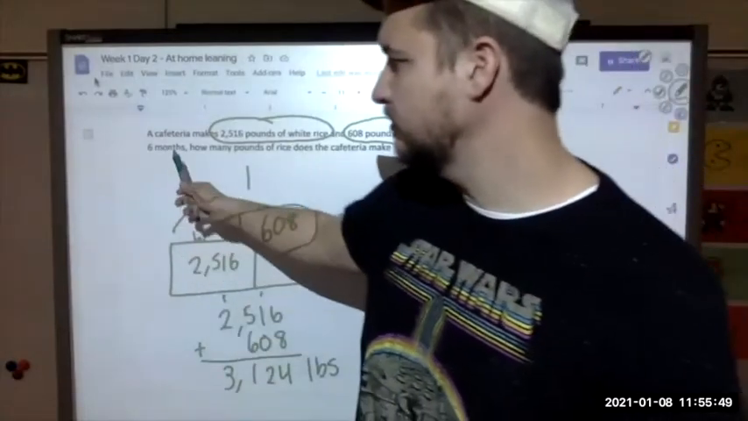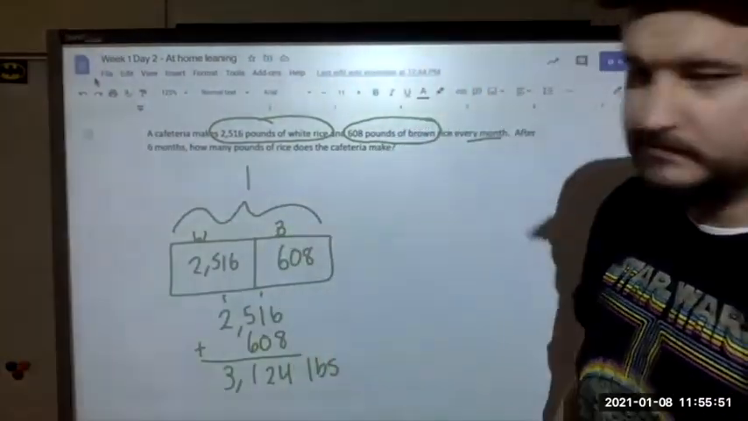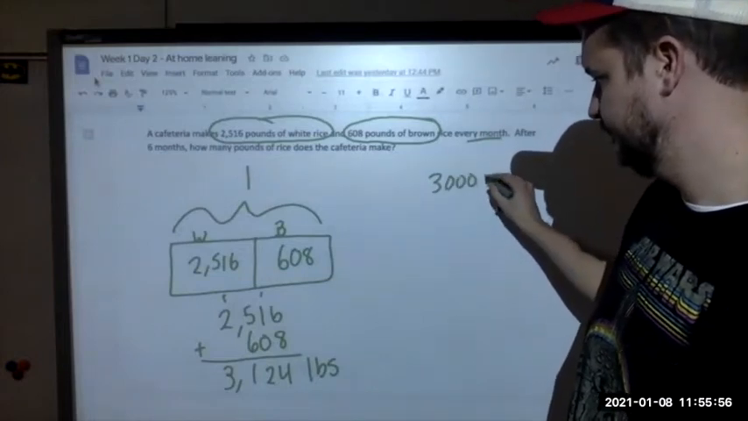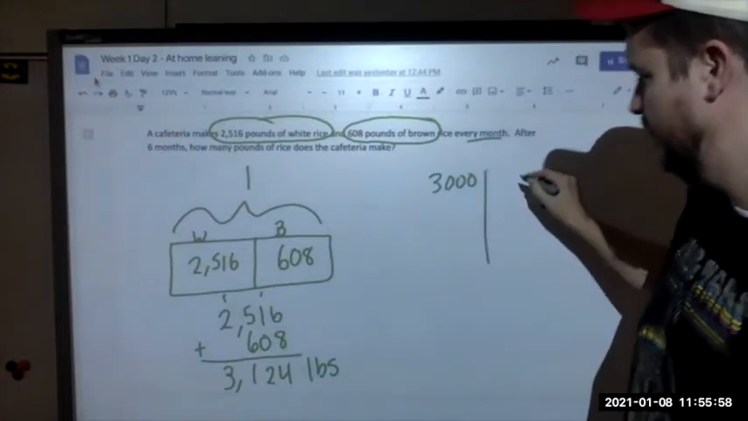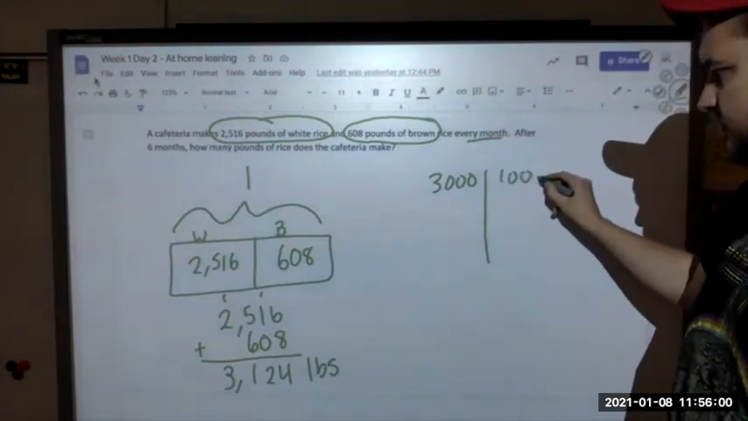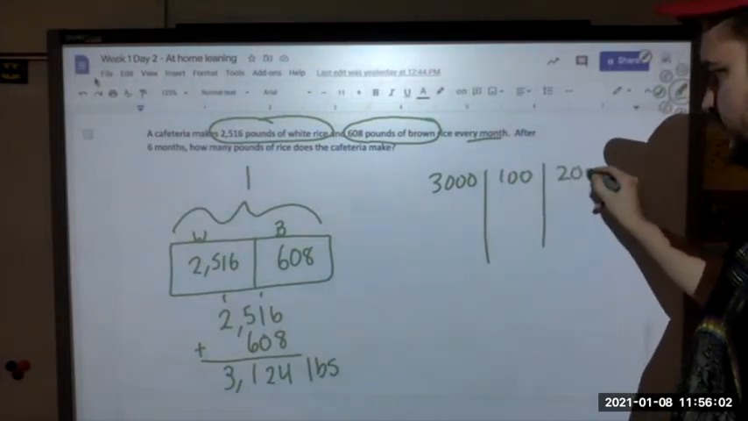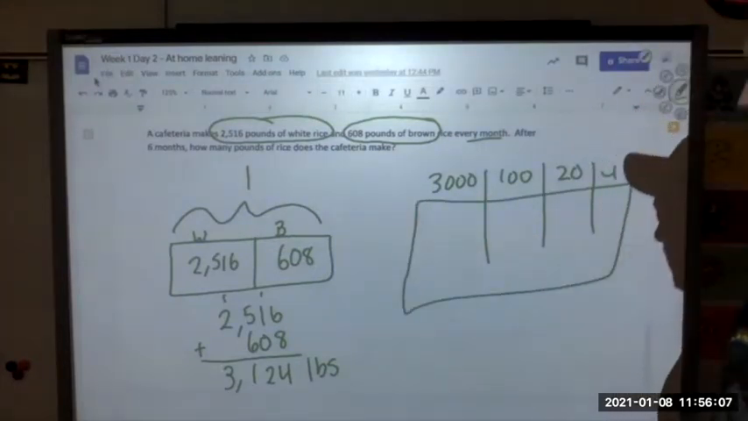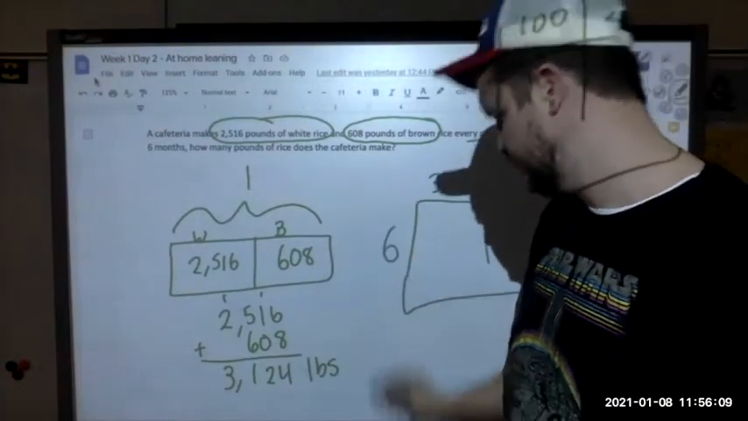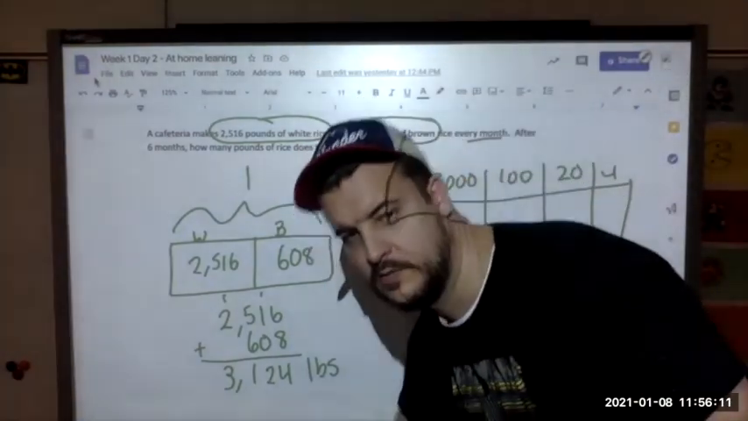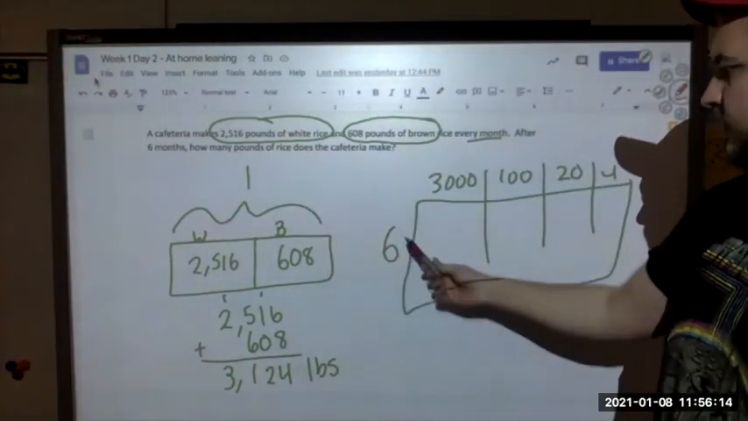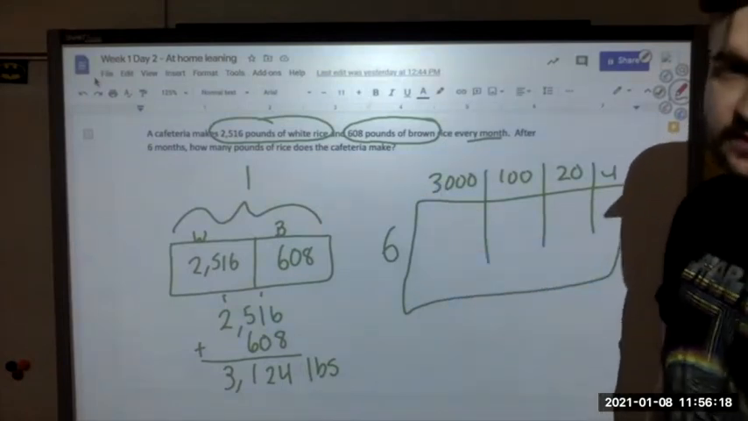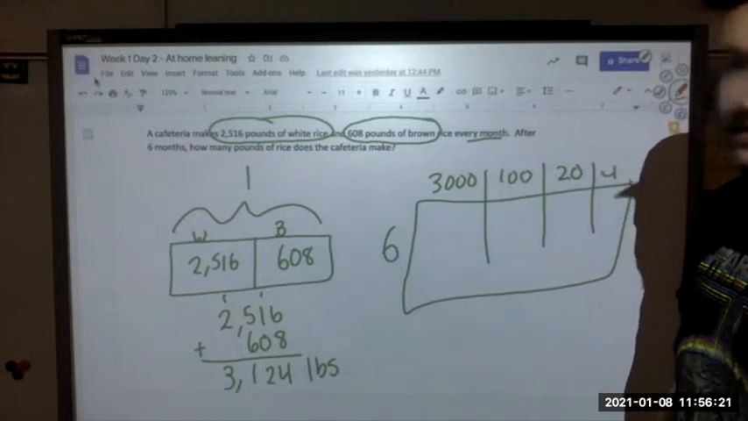It asked what 6 months was. So 6 months. So I need to multiply 3,124 times 6. 6 times 3. If you don't know 6 times 3, you do know 6 times 2 equals 12. You add 6 more, would be 18.